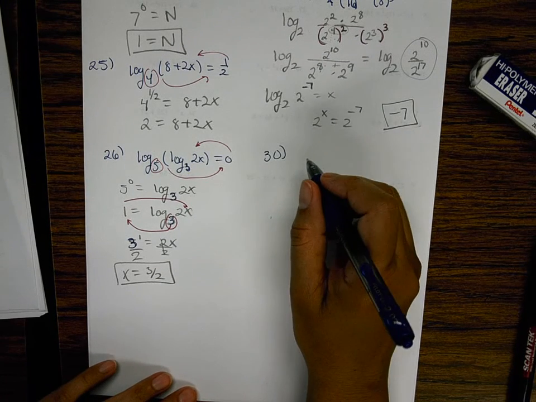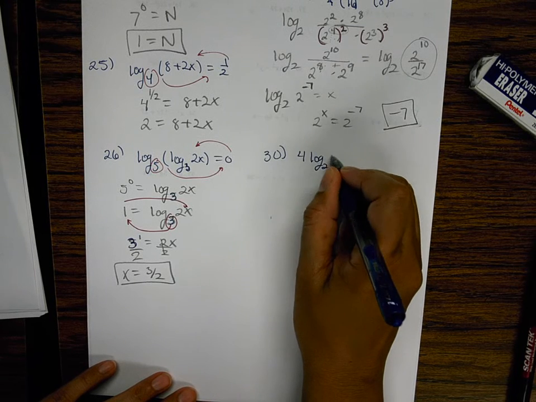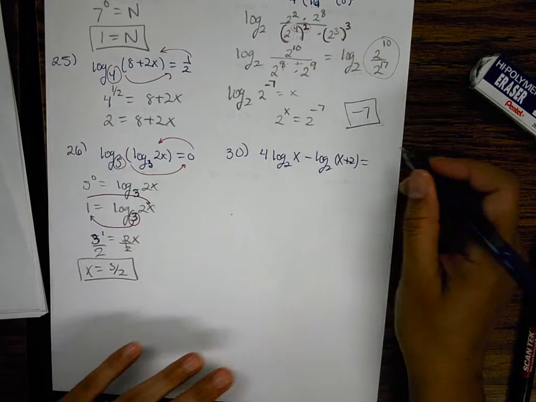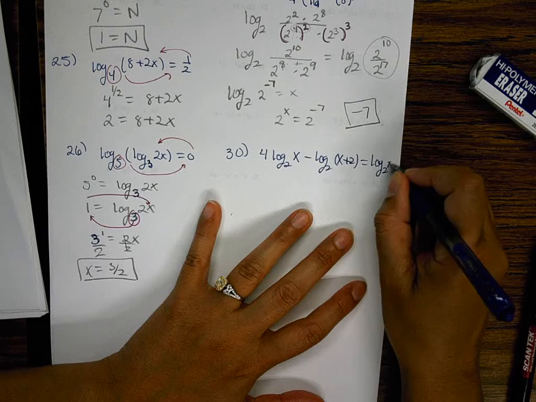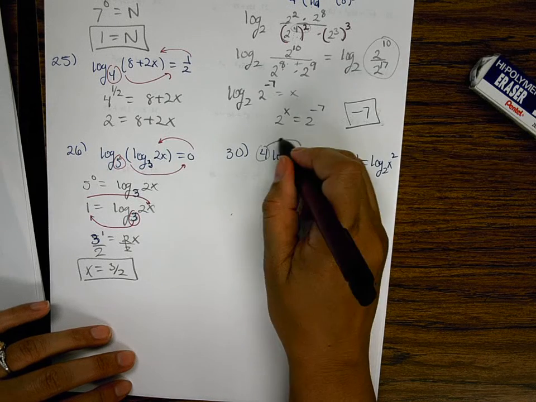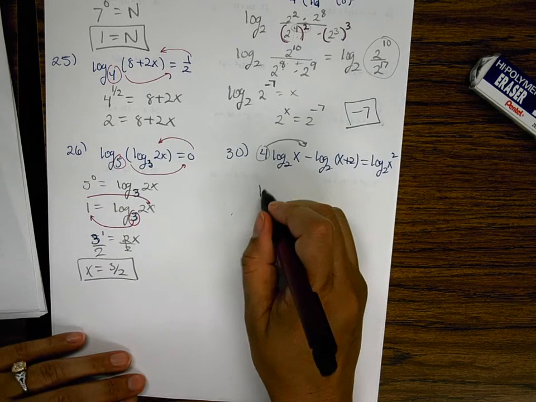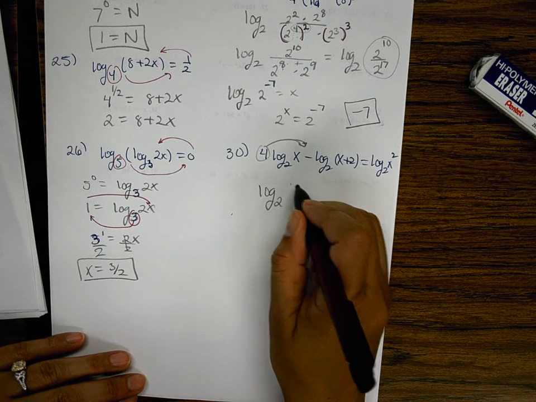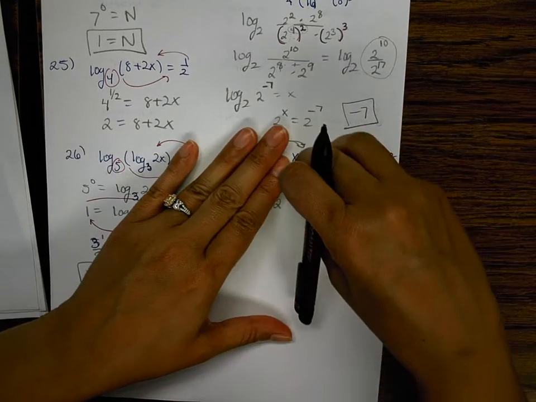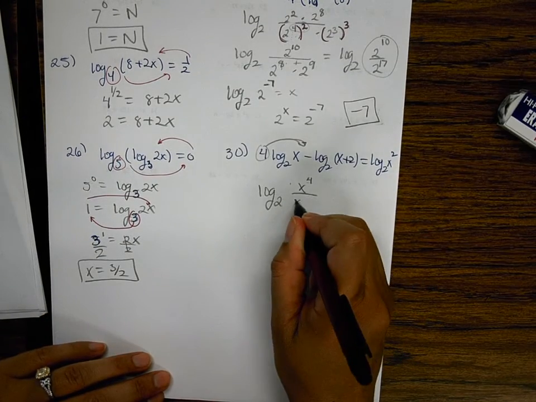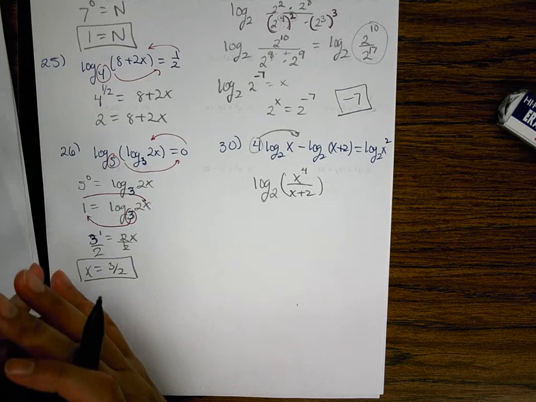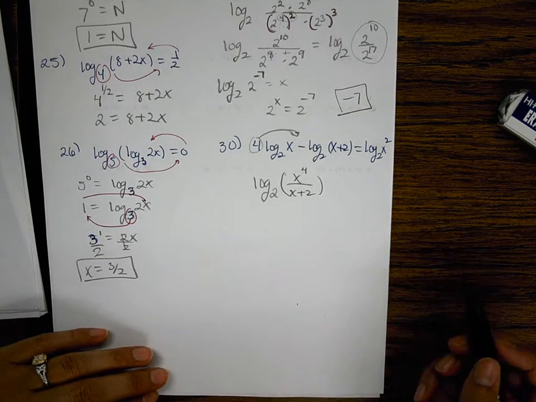And number 30 is 4 times log base 2 of x minus log base 2 of x plus 2 equals log base 2 of x squared. All right, I'm going to solve. First thing I'm going to do is bring that 4 up as a power. I'm going to do it at the same time. I'm going to bring that up and change it to a division. Log base 2 of x to the 4th over x plus 2. Because they have the same base and it's a minus, I'm condensing it to a single log as a fraction, but I brought that up at the same time as a power.